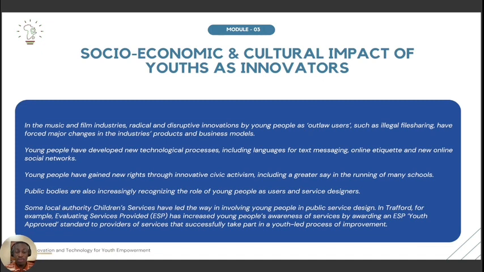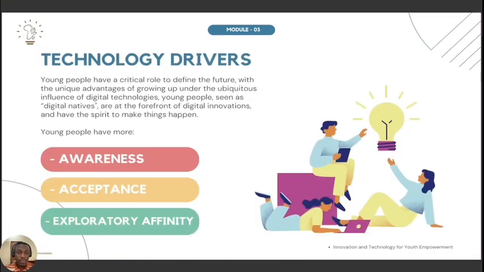And also, young people have developed technological processes, including languages for text messaging, online etiquette, and new online social networks. We see that coming up every single day. Now, young people also have gained new rights through innovative civic activism, including a greater say in the running of many schools. And also, public bodies are also increasingly recognizing the role of young people as users and service designers, right?